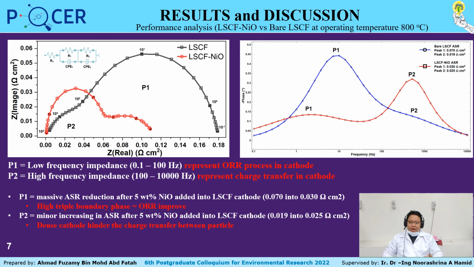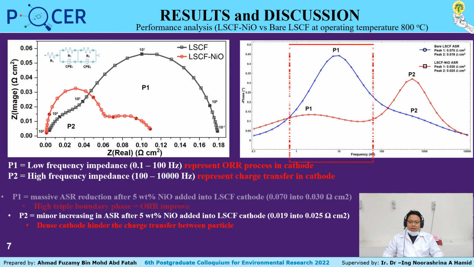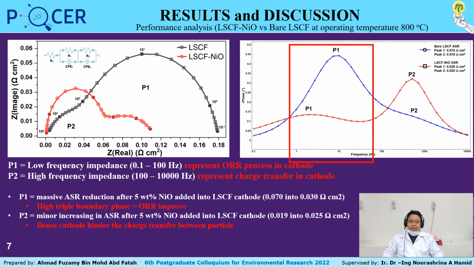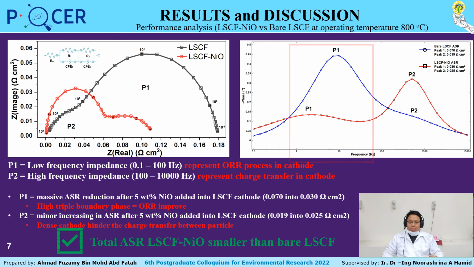Previously, LSCF with 5 weight percent of NiO was chosen as the optimal ratio for the LSCF-NiO cathode. This slide compared the LSCF-NiO with bare LSCF, and it revealed that the major improvement occurred at the low frequency impedance P1, subjected to the oxygen reduction process occurring at the cathode site. Thus, it proves that the addition of NiO indeed improved the oxygen reduction process as claimed in the problem statement before.